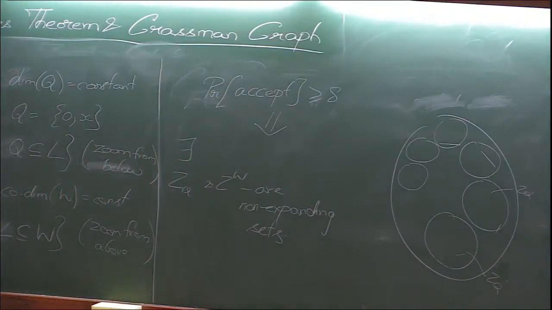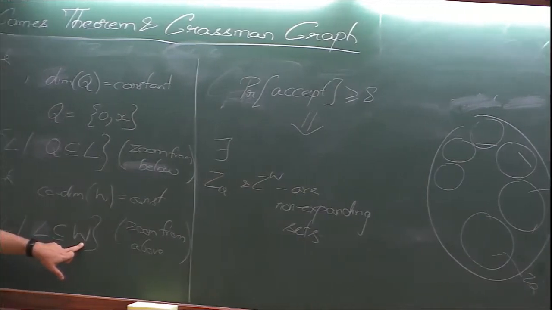So let's first see, what is ZQ? ZQ is all L-dimensional subspaces which contain a constant dimensional subspace. Notice, because Q is a constant dimensional subspace, ZQ is a very, very small part of the graph. It's an exponentially small part of the graph. Similarly, ZW is also an exponentially small part of the graph. It's all sets which are contained in some subspace of constant co-dimension.